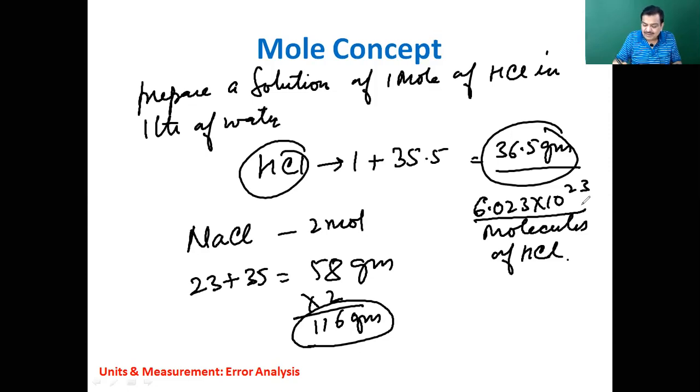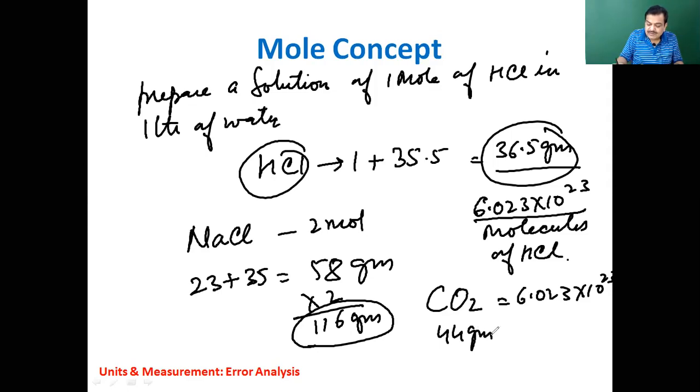Suppose I say carbon dioxide, give me 6.023 into 10 to the power 23 molecules of CO2. You say, okay, give me 44 grams, and you ask me to count it yourself, because you know that, as per the assumptions, this must contain this much number of molecules of carbon dioxide. So it is very simple.